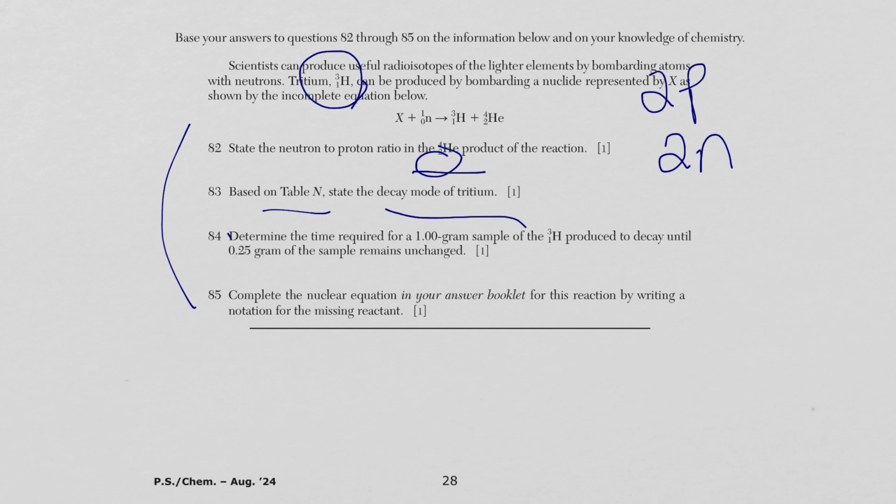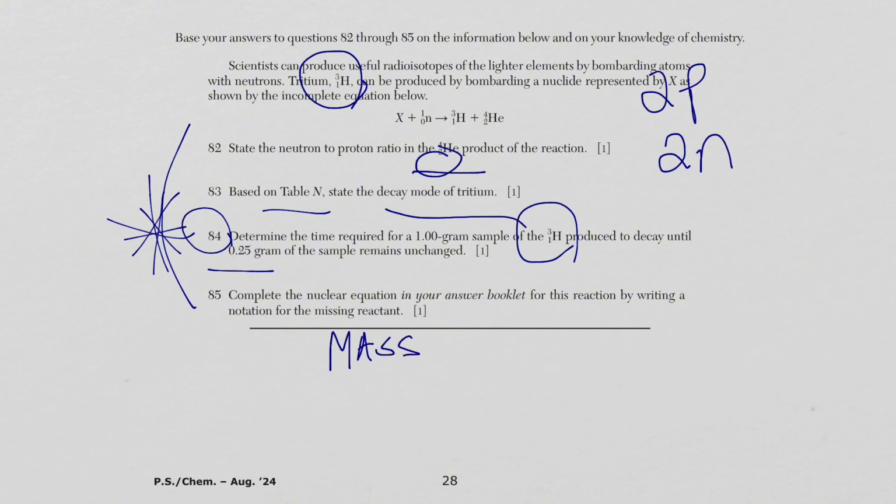Question 84. This, just like the atomic mass question, always shows up on the Regents exam. Depending on how you're taught by your teacher, there's more than one way to handle the half-life problems. Whatever works for you works for me. It says determine the time required for a 1 gram sample of my tritium produced to decay until 0.25 grams remains unchanged. For this, let's do a table. We have mass and we have time.